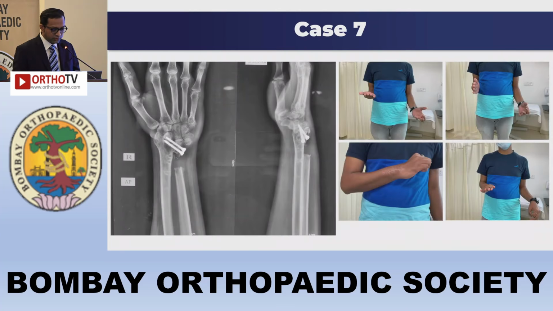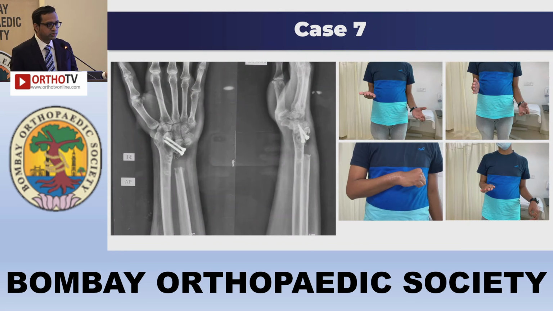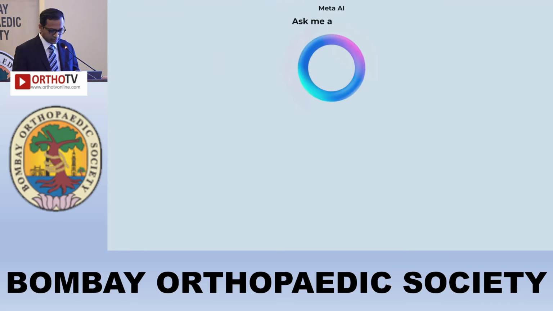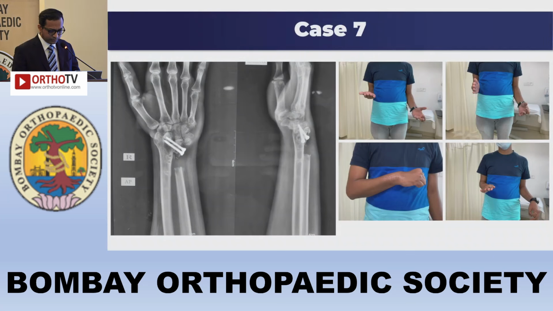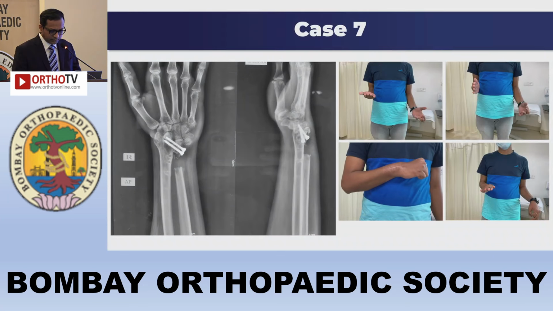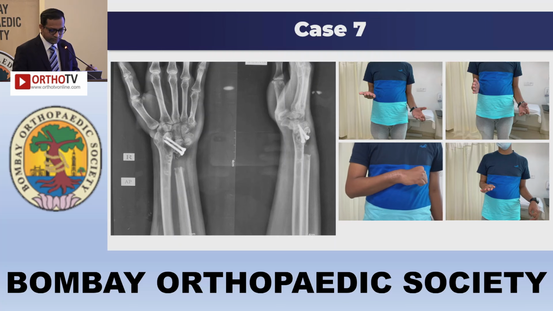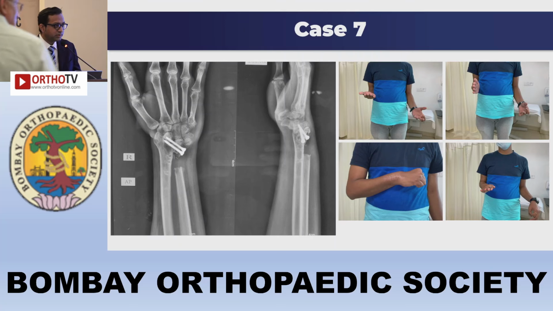So this is the Sauve-Kapandji, where the DRUJ was fused, and there was some range of motion at the midcarpal joint, which was preserved. So this was his range. The range is good, but the wrist is not. The wrist is subluxed.